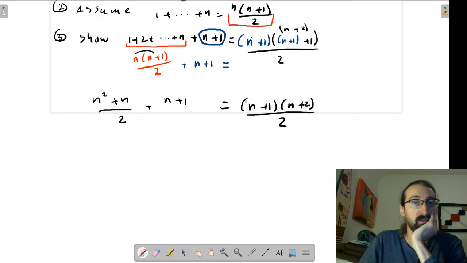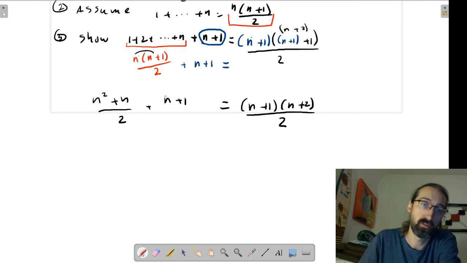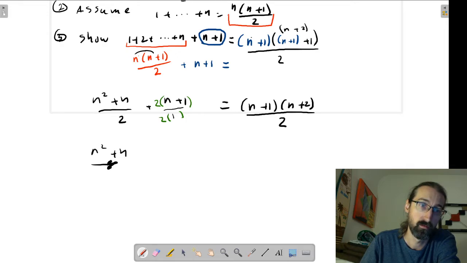What can I do? Well, it looks like I want to add these two things here, and this one's not a fraction. Right now it's over 1. So if I multiply this side by 2 on the top and a 2 on the bottom, then I can add these two things together. So n squared plus n over 2 plus, multiplying these by 2, 2n plus 2 over 2.